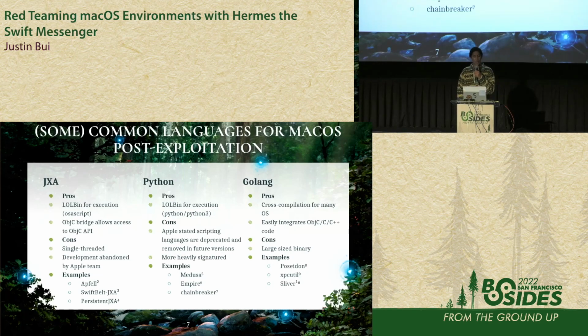The last language I want to talk about is Golang. Now, Golang is a fantastic language. You can write something once and then cross-compile it to many different operating systems, like Windows, Linux, macOS. You can also very easily integrate Objective-C, C, and C++ code, so you can easily interact with all the different macOS APIs. One of the notable cons for Golang is that the binaries you compile are generally a bit larger in size. Some examples of Golang post-exploitation tooling include Poseidon, the Golang agent for the Mythic framework, and Sliver, a command and control server and agent written in Golang.